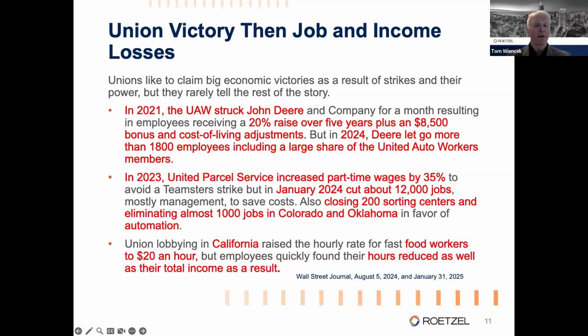Then, of course, you're probably aware of the union lobbying in California to raise the hourly rate for fast food workers to $20 an hour. But employees found quickly that their hours were reduced as well as their total income as a result. I've never understood why they try to organize the fast food workers. Fast food workers, really, it's a transitional job. It's not a job that contemplates supporting a family of four, but the unions tend to focus on those kinds of industries in order to organize.